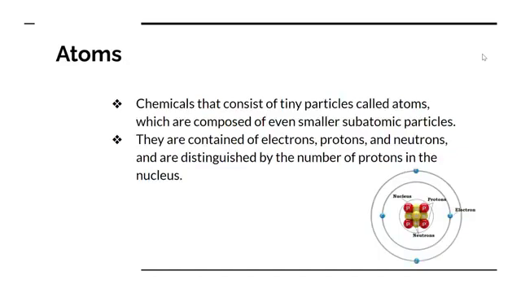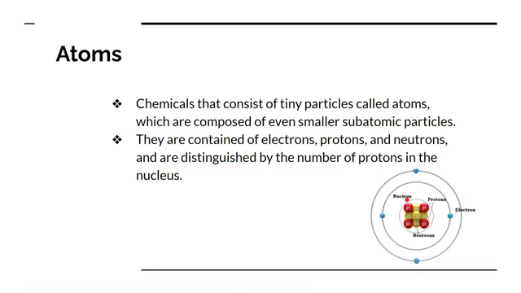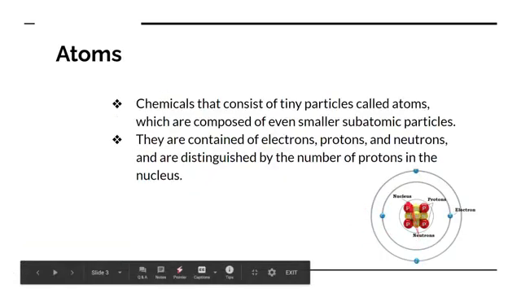First off, atoms. They are chemicals that consist of tiny particles called atoms, which are composed of even smaller subatomic particles. They are composed of electrons, protons, and neutrons, and are distinguished by the number of protons in the nucleus. So right here we have the nucleus. The nucleus is a dense region at the center of an atom that contains protons and neutrons. So protons carry a positive charge and neutrons carry a neutral charge. And outside of the nucleus we have electrons that carry a negative charge.